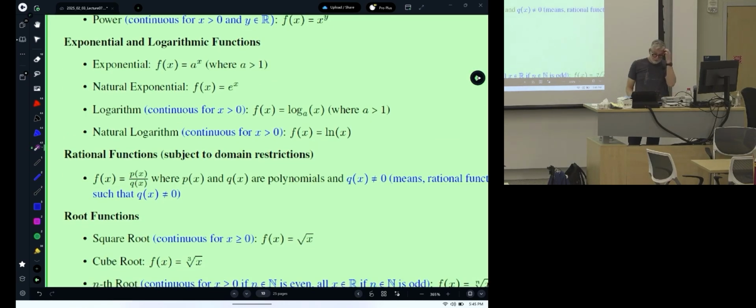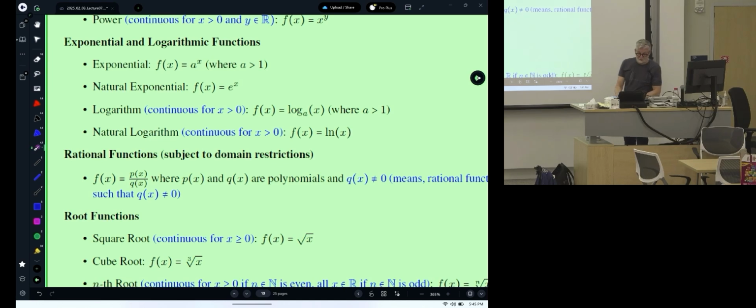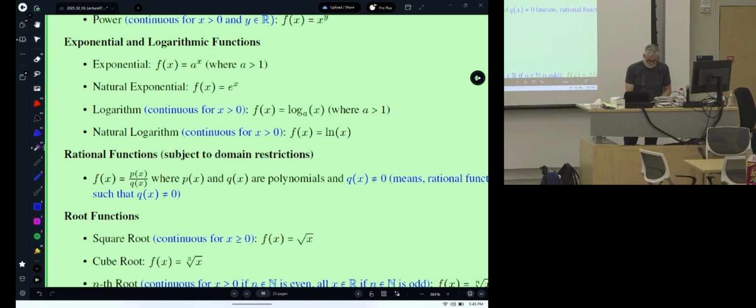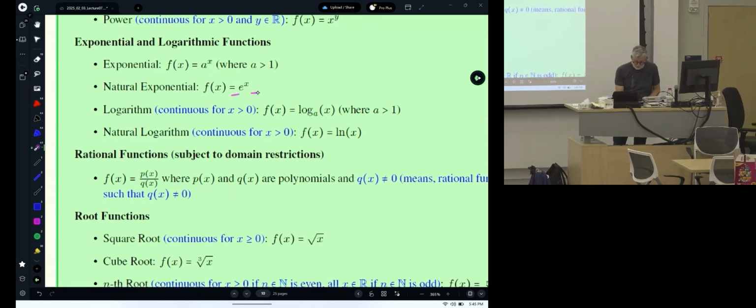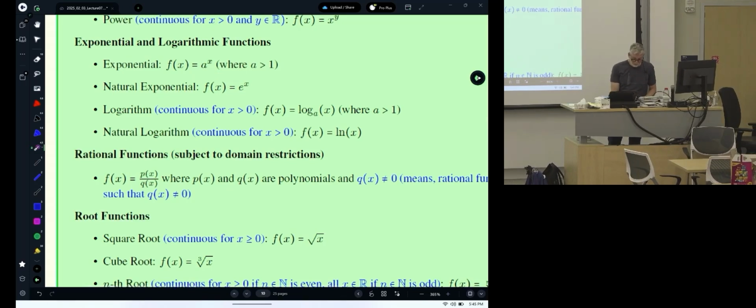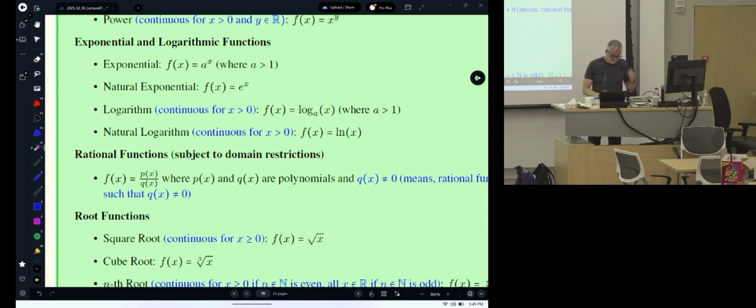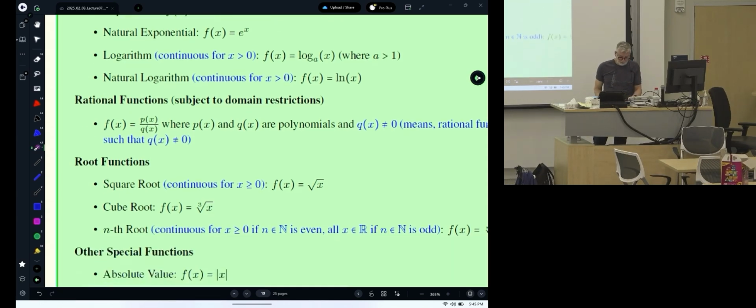Exponential functions. Doesn't matter whether it's the unnatural exponential or the natural exponential. It's good. The logarithm, we need x positive because we're inverting this. And if a is bigger than 1, this is always positive. E is bigger than 1, that's always positive. So the inverse, its domain has to be the range of these exponential functions.